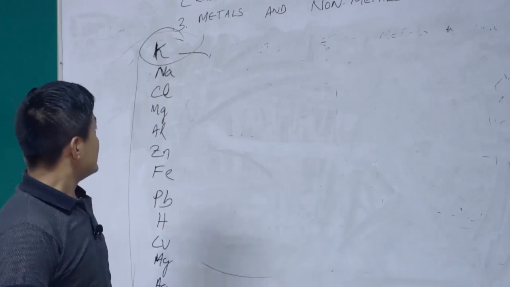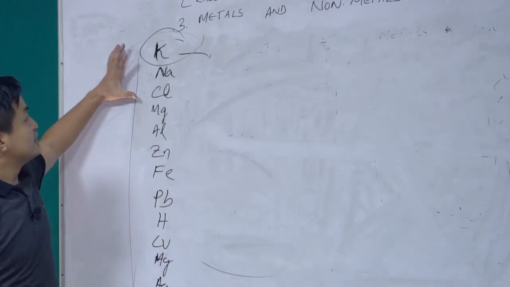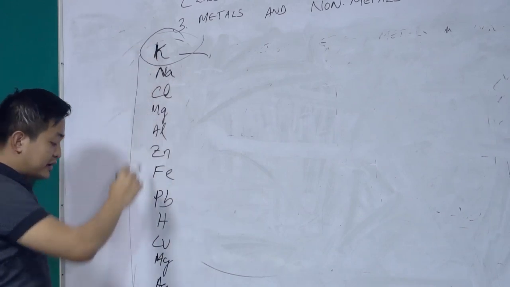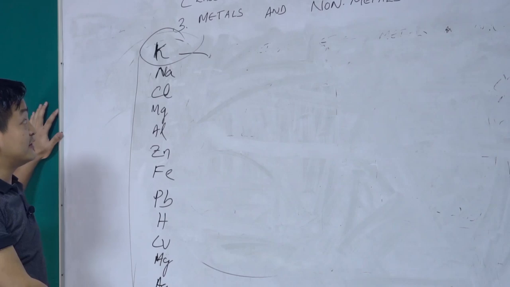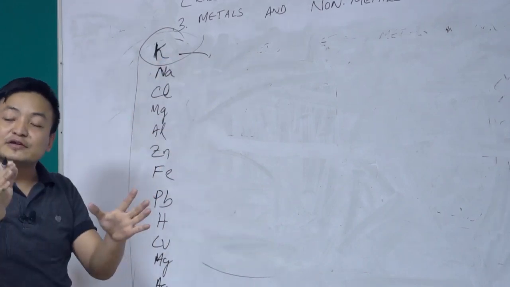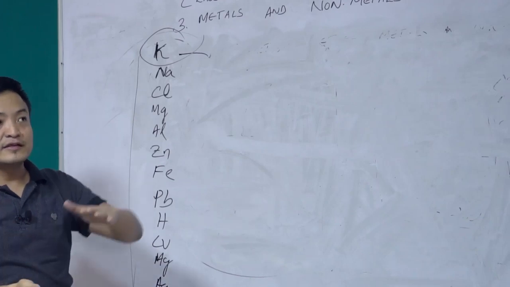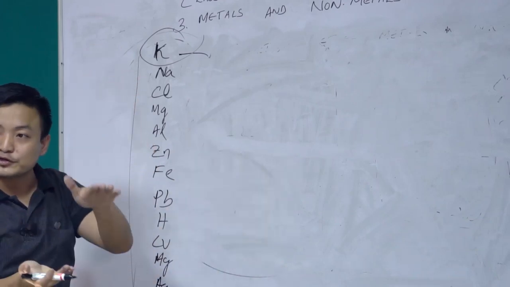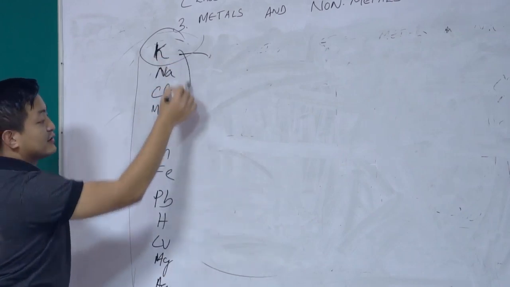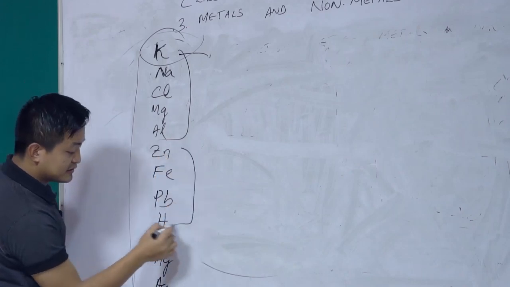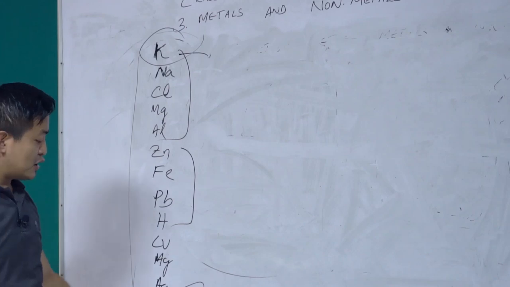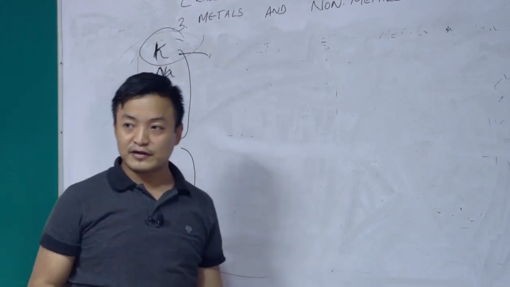Now, if we look at this, this is the most highly reactive one, and it goes down, the less reactive. But here also in this chapter, what we'll do is divide them into three groups. Clear? The higher reactivity one, the medium reactivity one, and the least reactive one. These are the higher reactivity ones, these are the medium, and then these are the less reactive ones. That means gold and silver are less reactive.